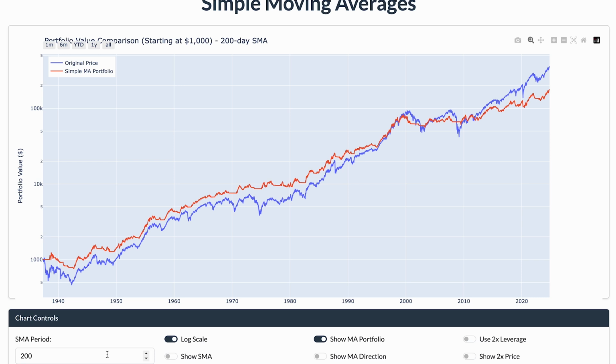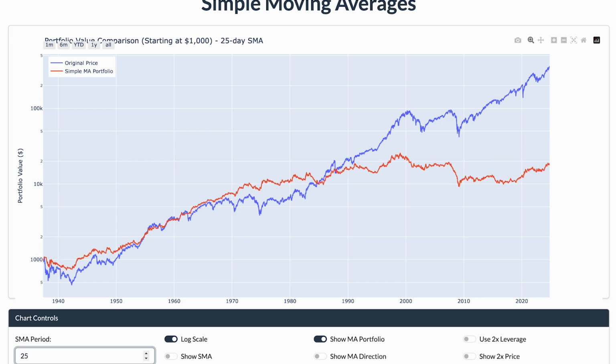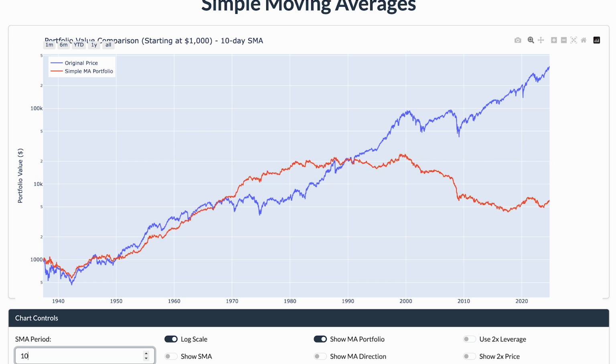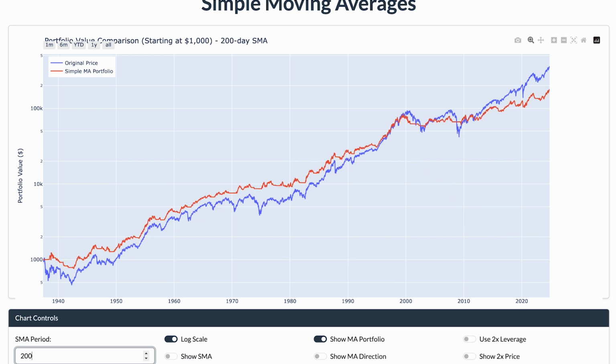And before we get into the leverage, let's change the moving average period to see how these strategies perform with different parameters. If we cut this in half to 100, the performance gets significantly worse. If we move down to 50, it doesn't change too much. Going in half again, it continues to get worse. Going down to 10, worse still. And going down to 5, even worse. So far, 200 has been the best, so what if we go higher?